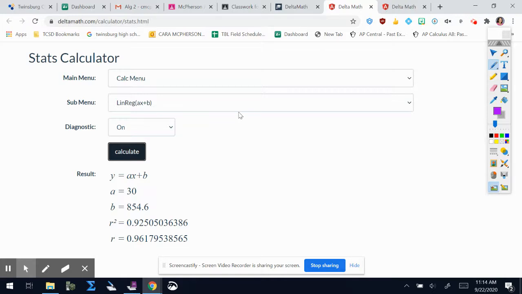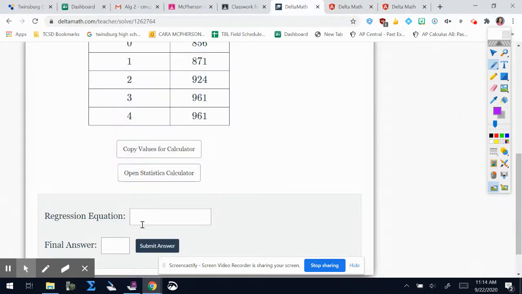So 30, 854.6. Also a very strong positive model. We can tell that from the R value. So we're going to go back to Delta Math and type in our equation. So Y equals, my slope value is 30, so Y equals 30x plus 854.6. It did want it to the nearest tenth.